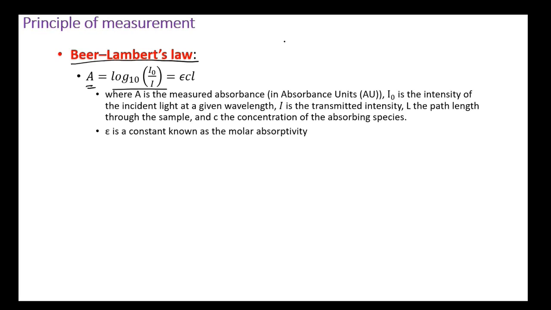So what is I0? The incident radiation has an intensity of I0, and the transmitted light has an intensity of I. And epsilon is given by molar absorptivity, or in some books you will find molar extinction coefficient.